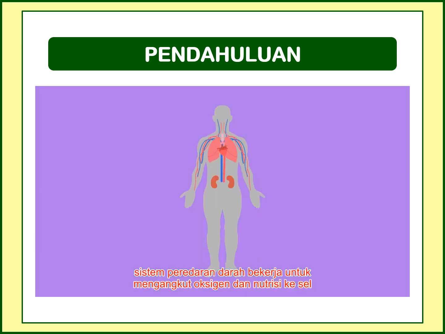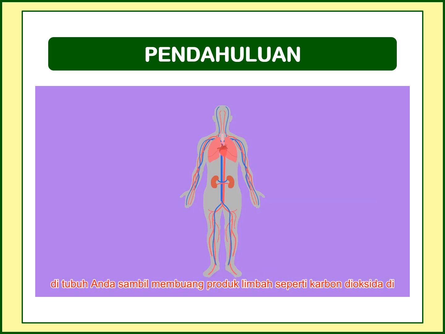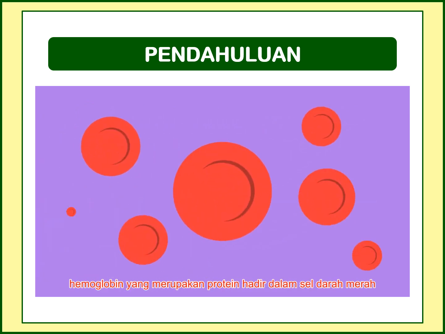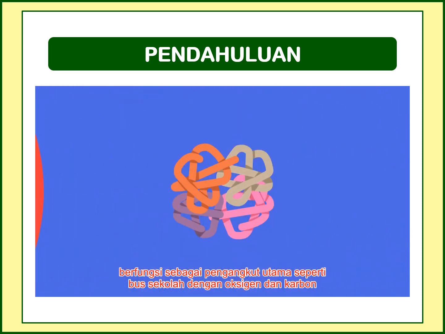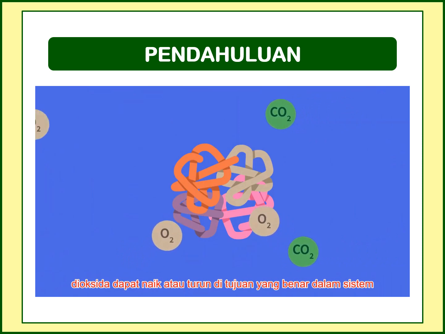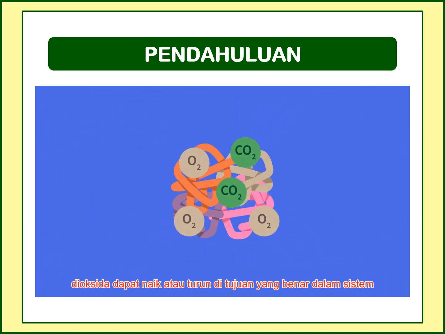The circulatory system works to transport oxygen and nutrients to cells in your body, while removing waste products such as carbon dioxide at the same time. Hemoglobin, which is the protein present in red blood cells, serves as the main transporter, much like a school bus, with oxygen and carbon dioxide being able to hop on or hop off at the correct destinations.